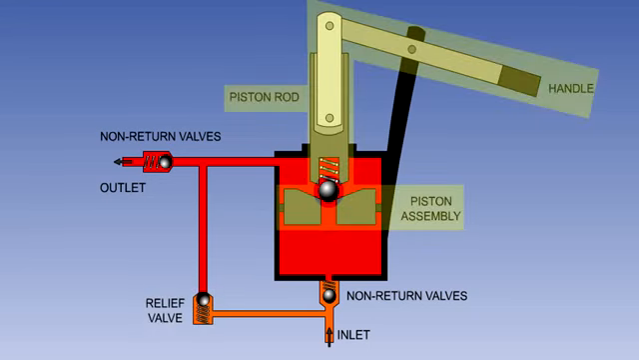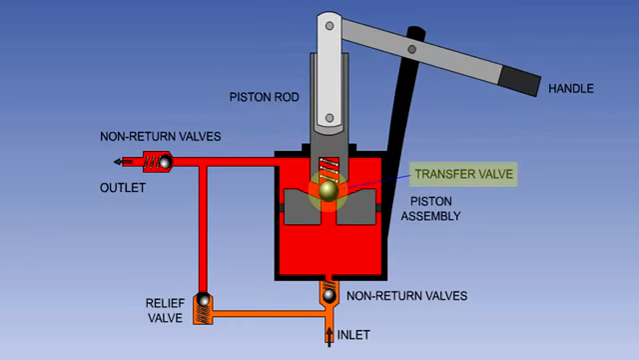The piston assembly is connected to the operating handle by the piston rod. In the centre of the piston, there is a transfer valve, which is spring-loaded to the closed position.